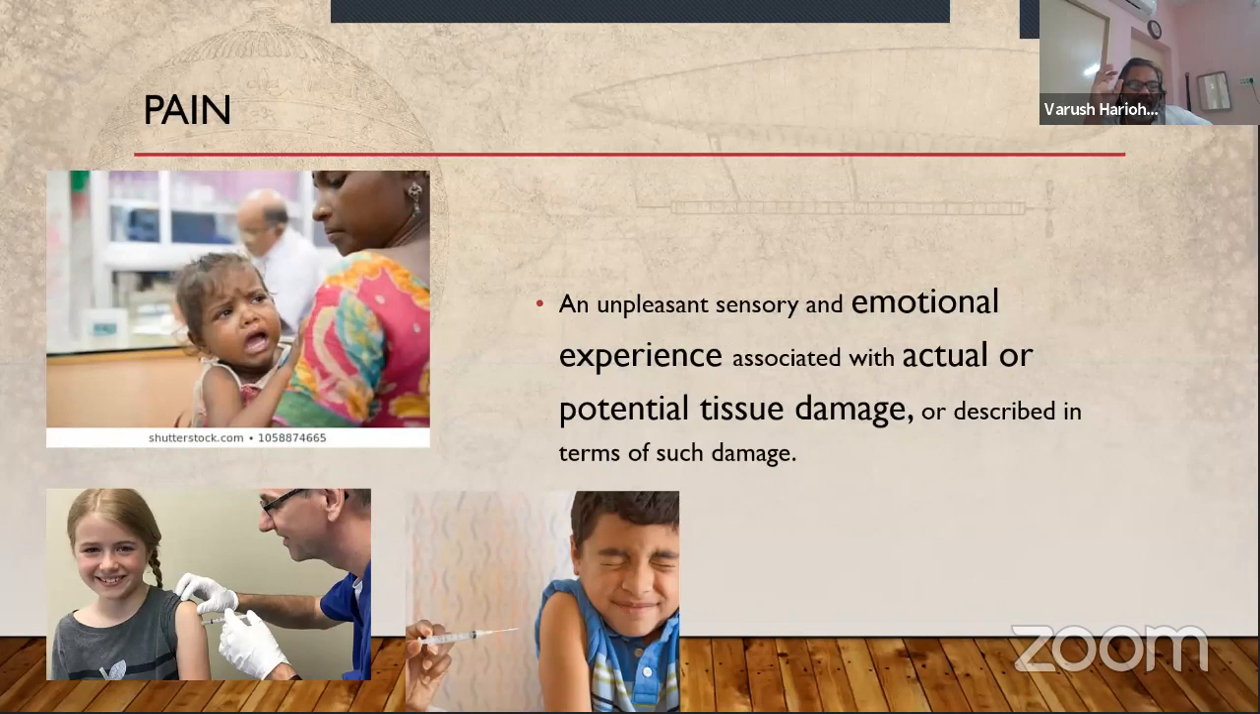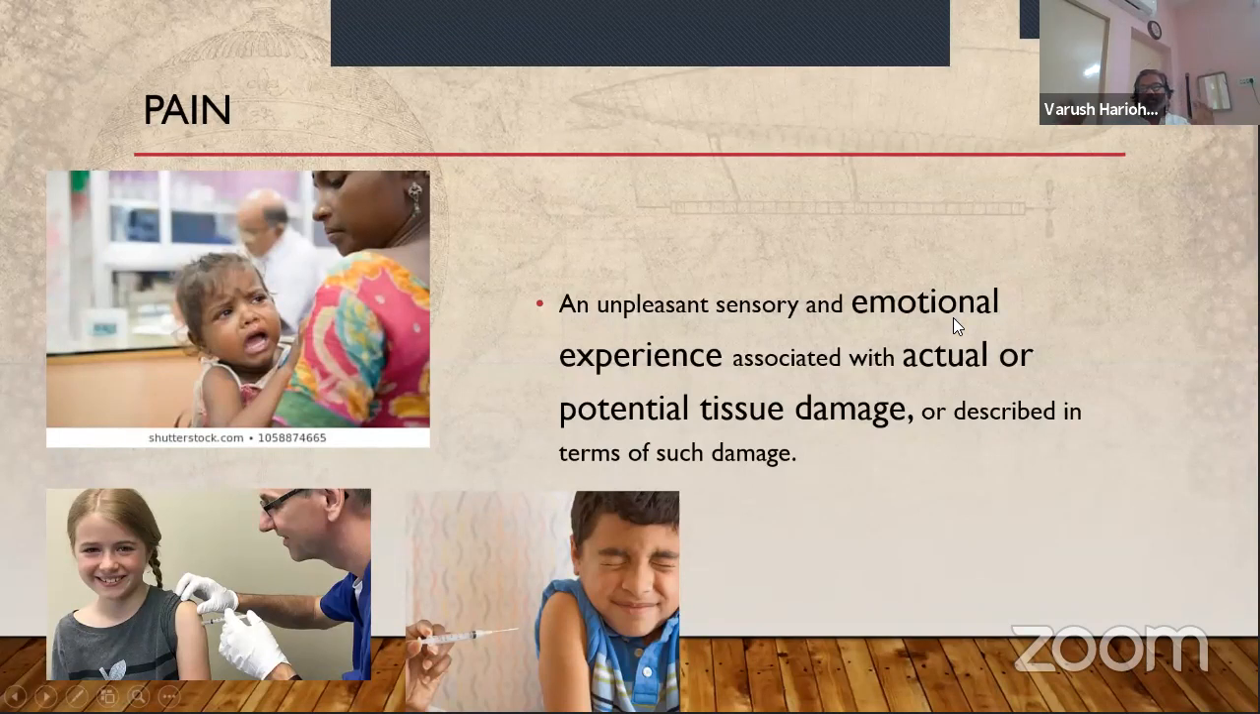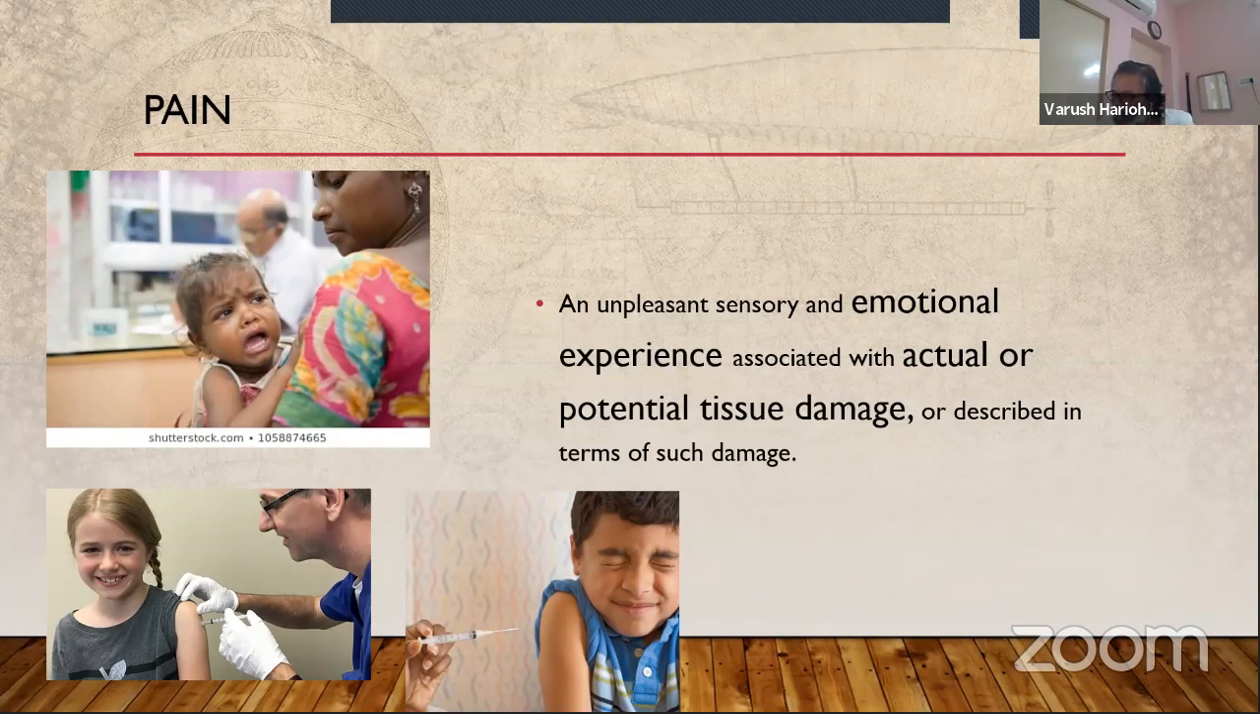So there are two or three parts to the definition which I think are vital. The one is the emotional, the sensory and the emotional experience. A lot of people forget this part of it, that is the emotional experience part. If you just look at the sensory part, that is where we have failed for hundreds of years in curing or in managing pain, especially in chronic pain, especially in children who have pain, right? So you need to remember this emotional experience, because I'm going to dwell on that also.